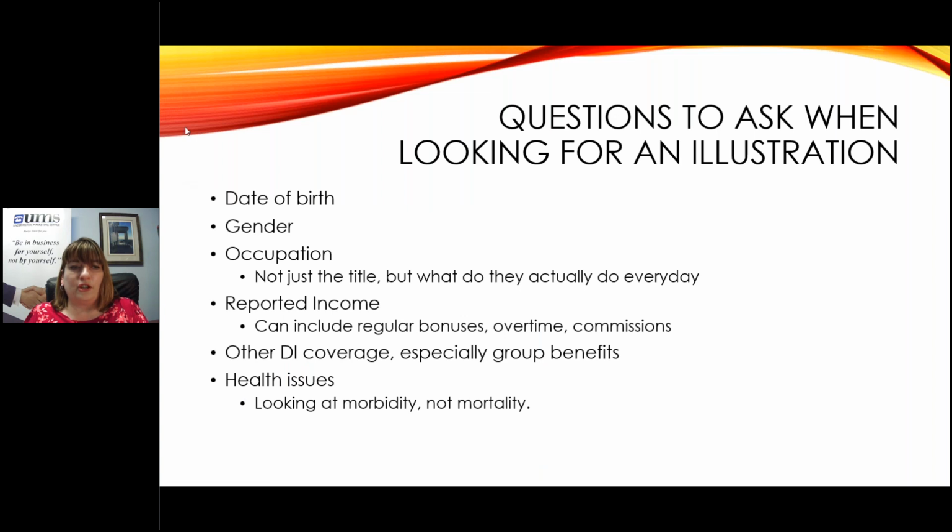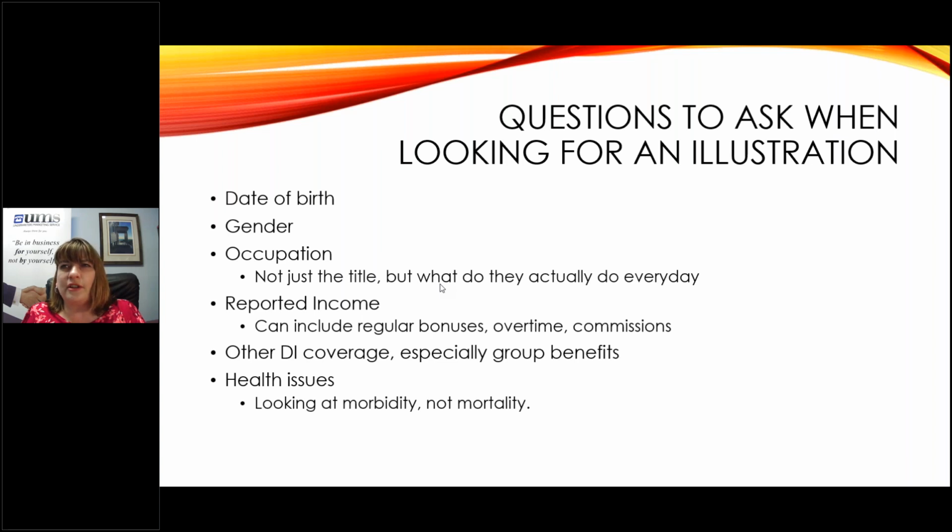What questions to ask when you're looking for an illustration? What do I need to know in order to give you the most accurate illustration possible? The obvious things: age, date of birth is a little better because some carriers do actually go by age nearest. Their gender, their occupation, and not just the title, but what they actually do every day. I once had a client who said they worked on computers, computer engineer, IT specialist.